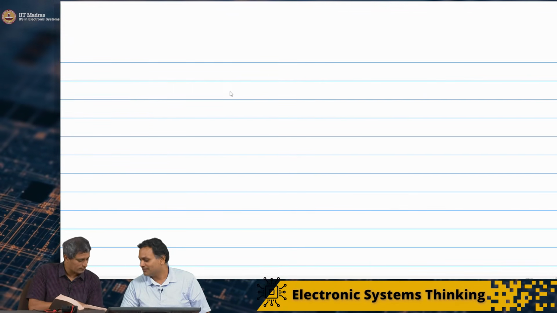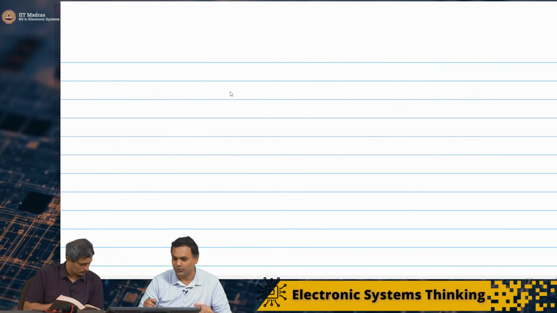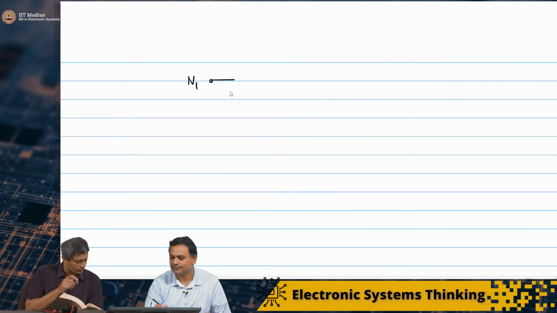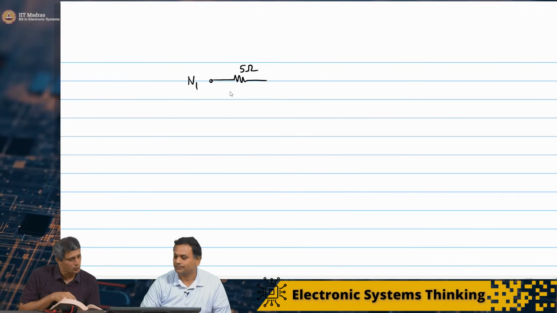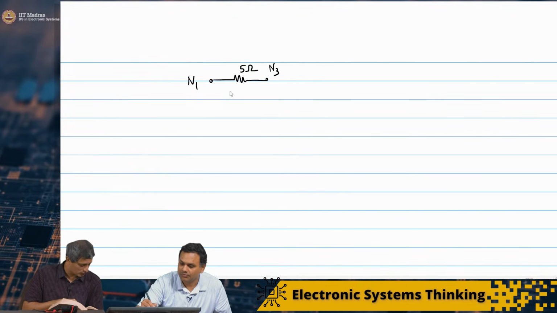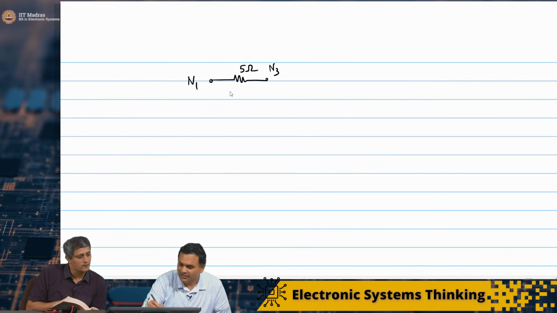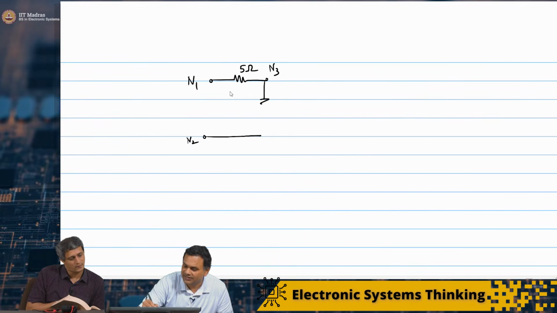So I have a 5 ohm. Let me tell you, I'll start from N1 and come to N2. So there is a 5 ohm, and you get a new node, let's say N3. Between N3 and N2, there is a 30 ohm. I'll show N2 here. And this is a 30 ohm resistor.